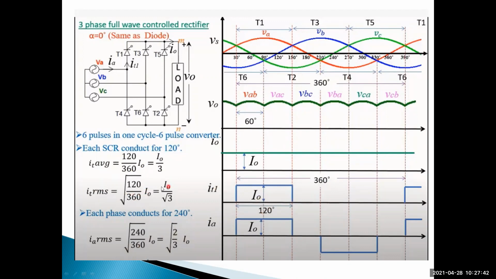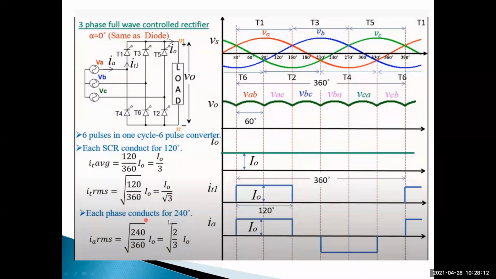So RMS is equal to... what is the conduction duration? 120 degrees only. That's why I naught square into 120 duration, I naught square into time. I_T RMS square is equal to I naught square into 120 degrees divided by the total time duration, 360. Then you will get the RMS value. The thyristor RMS current is equal to I naught by root 3.